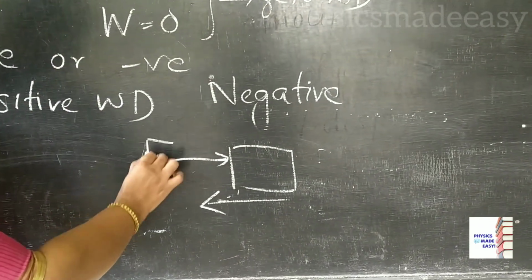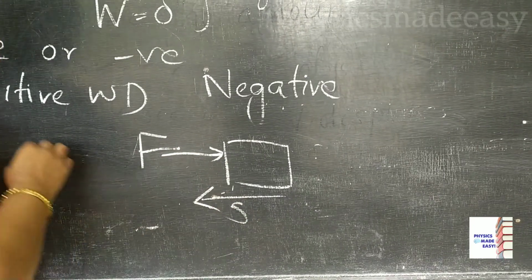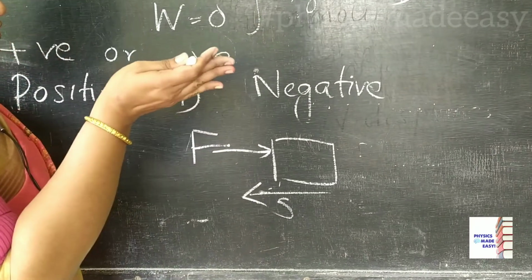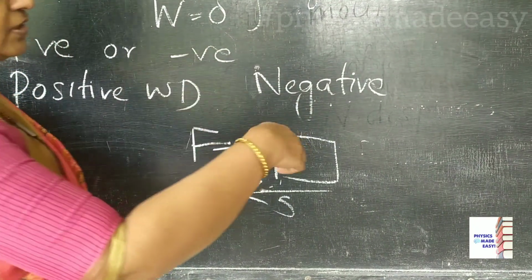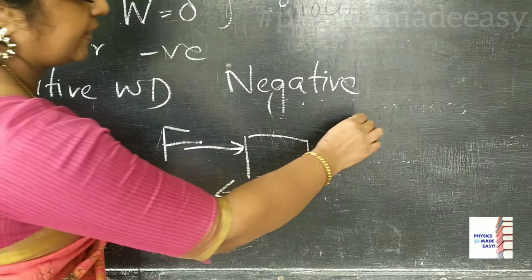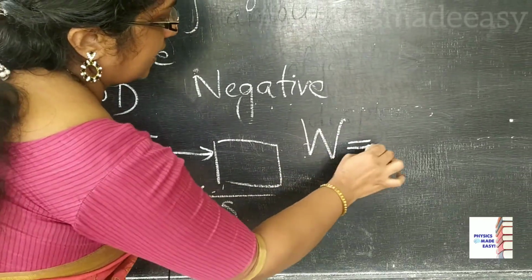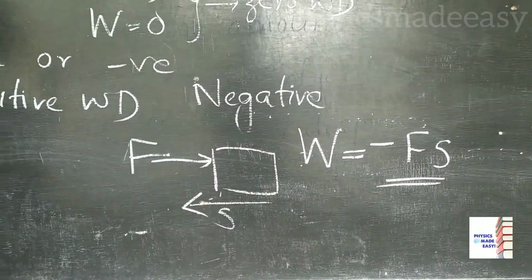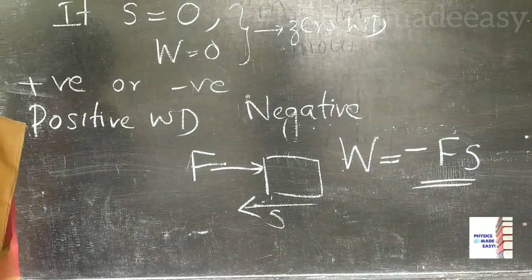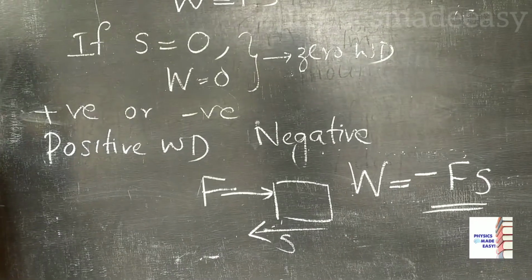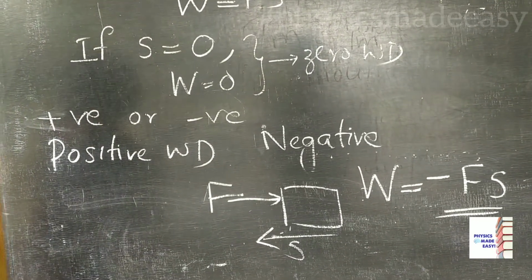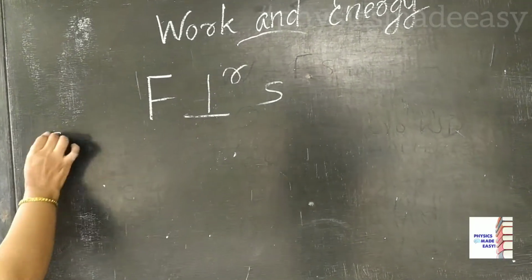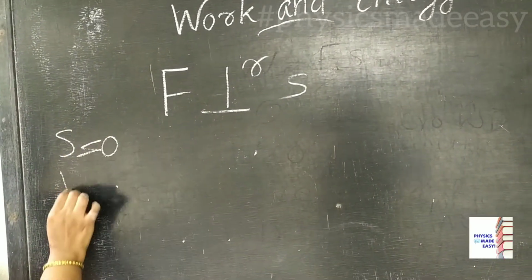So here the force is in one direction and the displacement in the opposite direction. One quantity is in one direction and the other in the opposite, so there we have to use the negative sign. Then work done is minus F into S. This work done is known as negative work done. So, children, work done can be either positive or negative. Now, if the displacement is 0, work done will be 0.